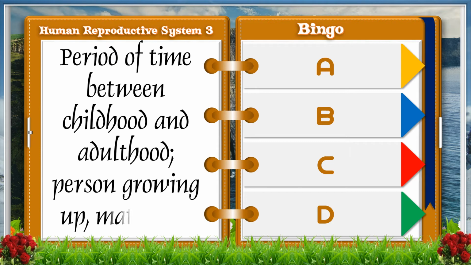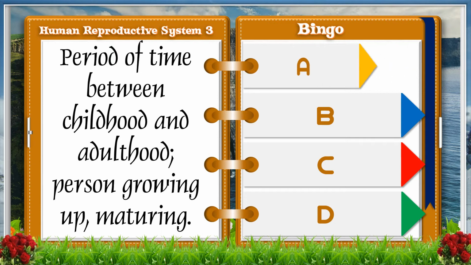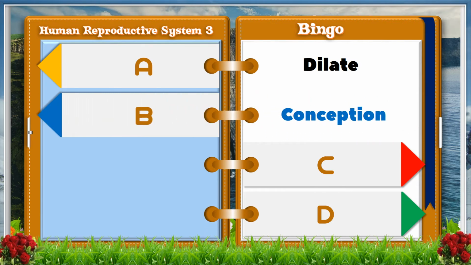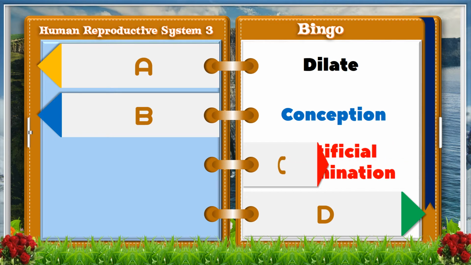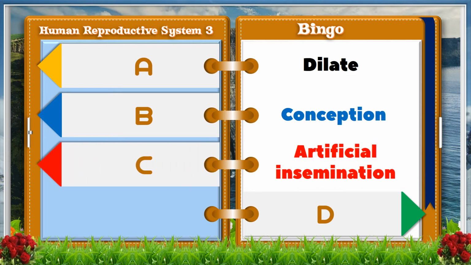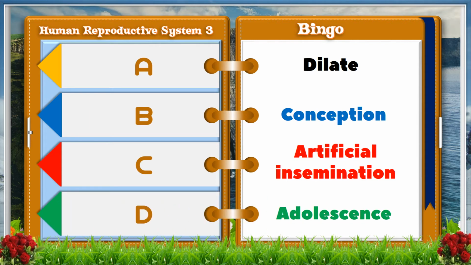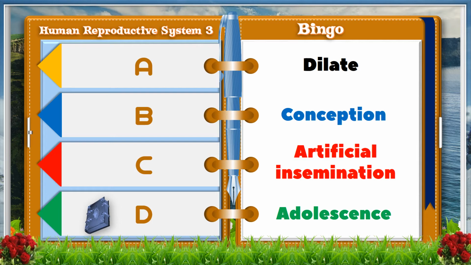Period of time between childhood and adulthood. Person growing up, maturing. A. Dilate. B. Conception. C. Artificial insemination. D. Adolescence. And the answer is D. Adolescence.